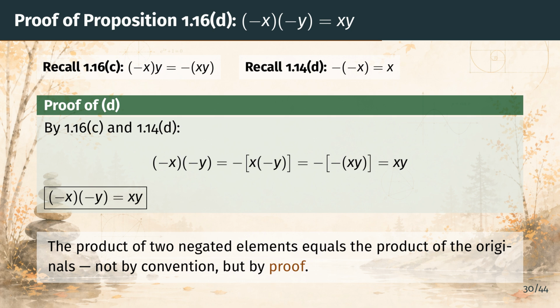Notice that this result holds in any field, not just ordered fields. We have not used any notion of positivity here, only the algebraic axioms. The familiar sign rule from arithmetic is a purely algebraic consequence. Now let's add order structure to our fields.